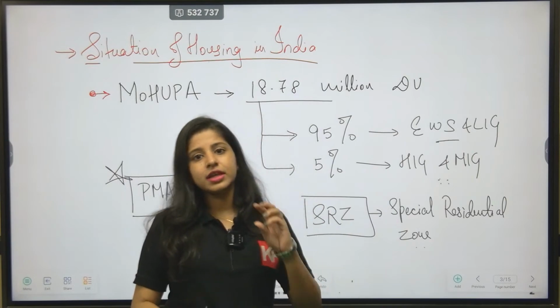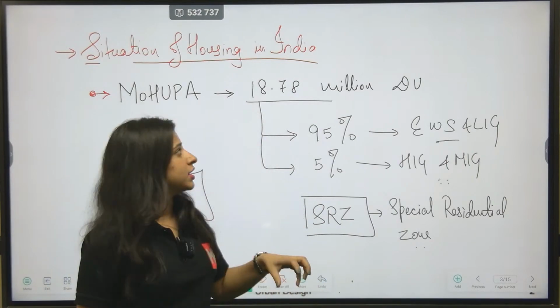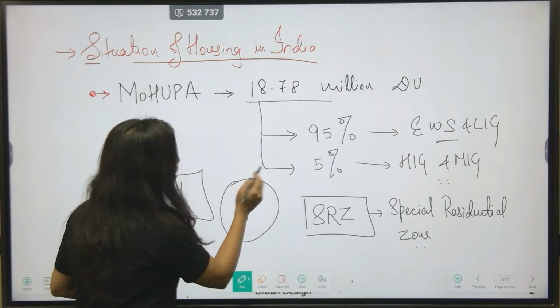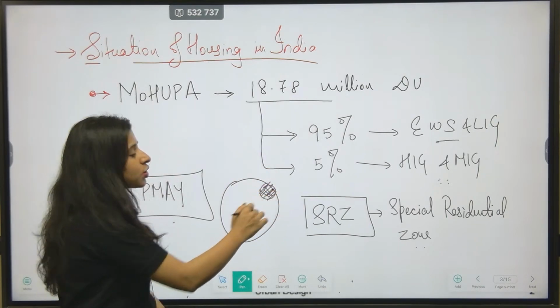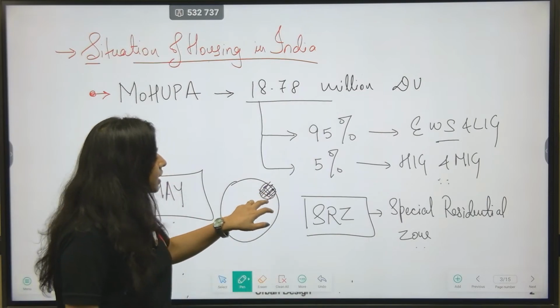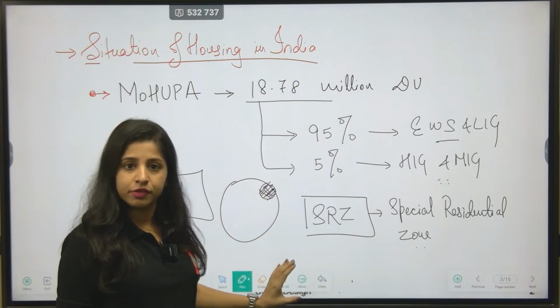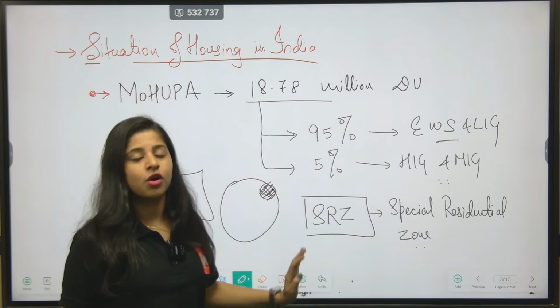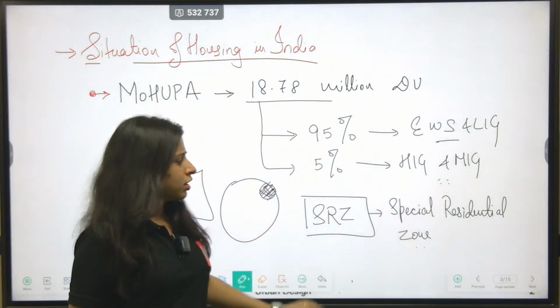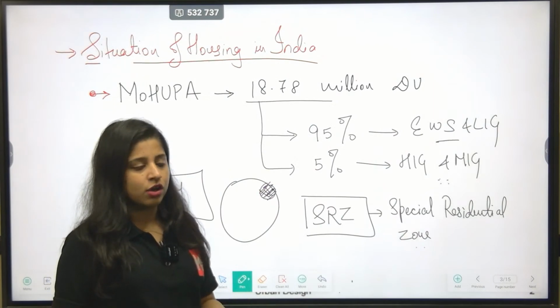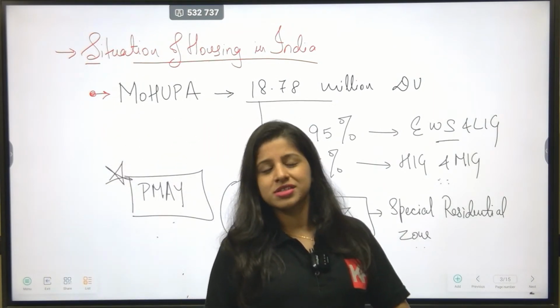These are basically specific areas in a city. Let's say this is your city. In this particular city, the government will demarcate a particular SRZ area. What is the concept of this SRZ area? This area is specifically reserved for development of housing, or affordable housing, for your EWS and LIG section. Now, in these areas, taxes are no more levied.